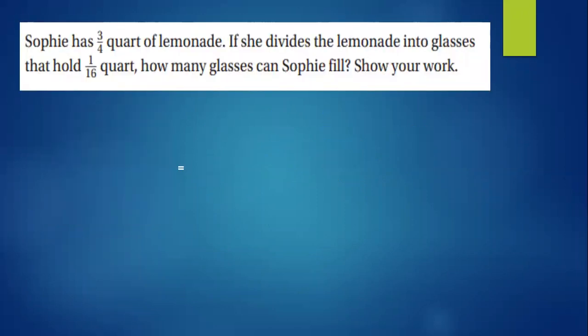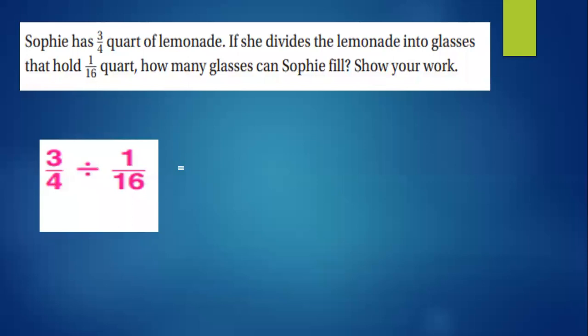Now, this is a problem solving question. Sophie has 3/4 quart of lemonade. If she divides the lemonade into glasses that hold 1/16 quart, how many glasses can Sophie fill? Show your work. So here also it's a division question. So you will divide 3/4 by 1/16. And as you know, you will put the multiplication sign and take the reciprocal. So 3/4 times 16/1.